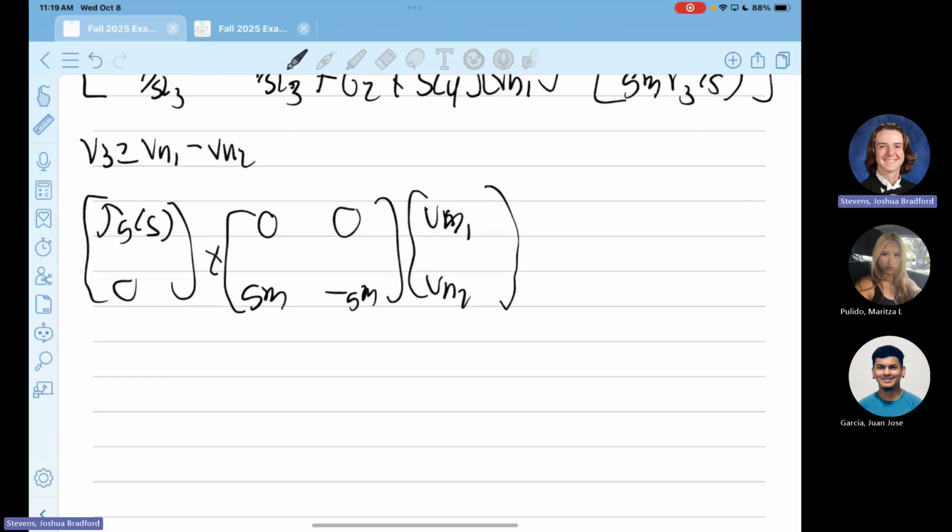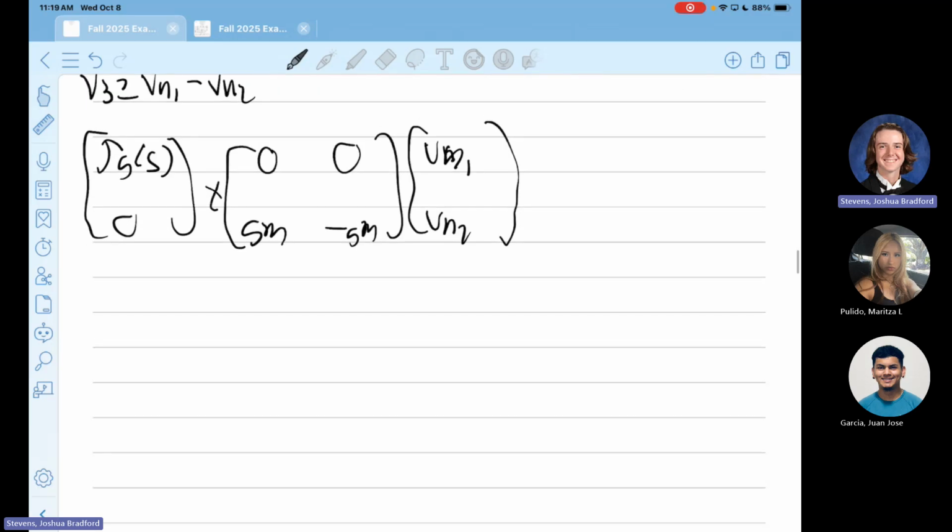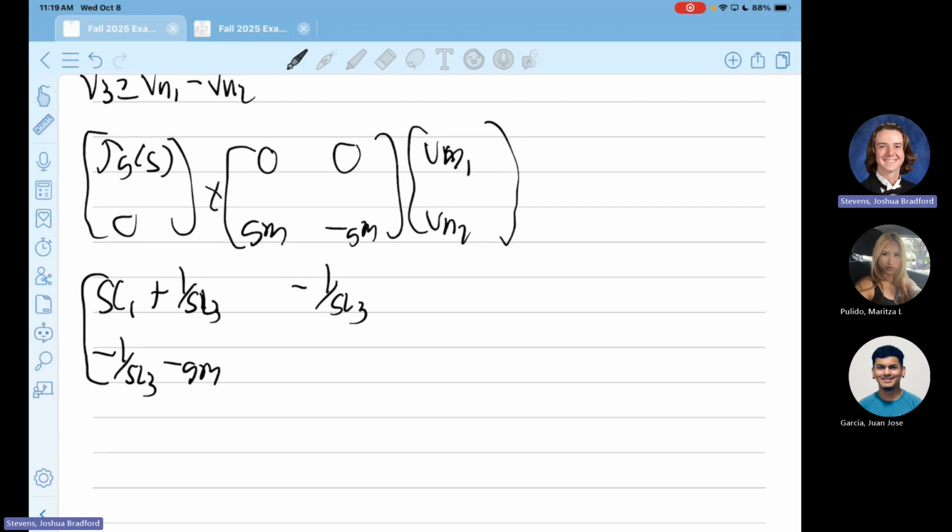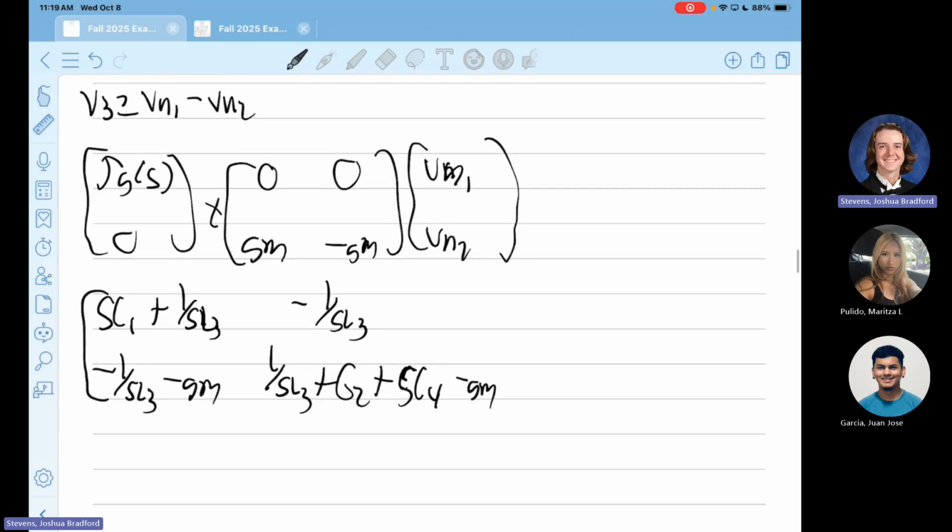Moving on to the matrix itself. Or I guess the left side of that equation. All right. SC1 plus 1 over SL3, negative 1 over SL3, minus GM. This becomes 1 over SL3 plus G2 plus SC4 minus GM. That's not supposed to be a minus. I have these polarities wrong.